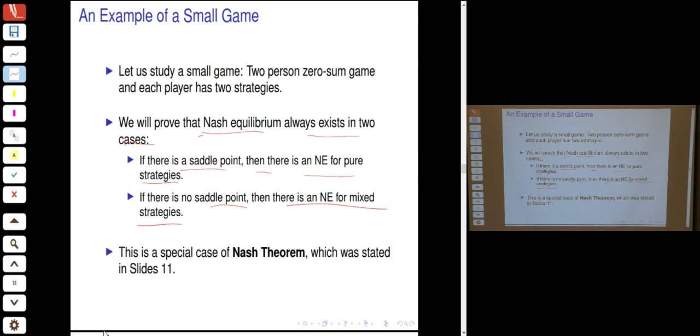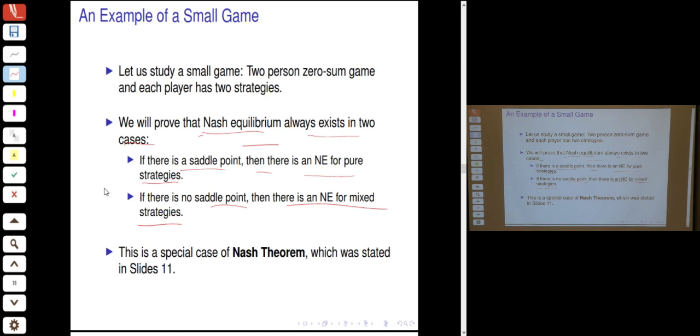And as I already mentioned in a recent announcement sent out on Luminus, the arguments regarding our proof of the Nash equilibrium always existing in these two cases that we will discuss in today's lecture are for your enrichment and your knowledge only, and these arguments will not be tested in the exam.